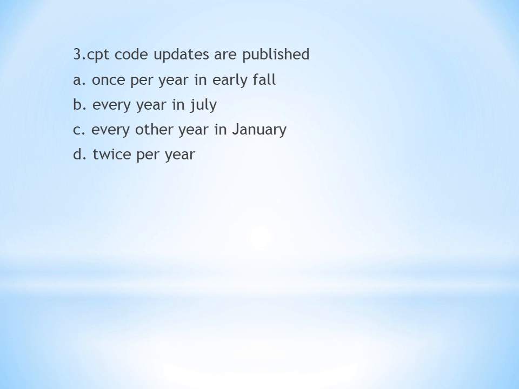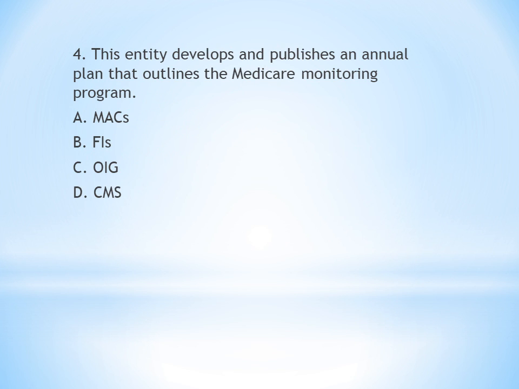Now third question. CPT code updates are published: A. Once per year in early fall, B. Every year in July, C. Every other year in January, D. Twice per year. The answer is A, once per year in early fall. Nothing more to add. Fourth question.